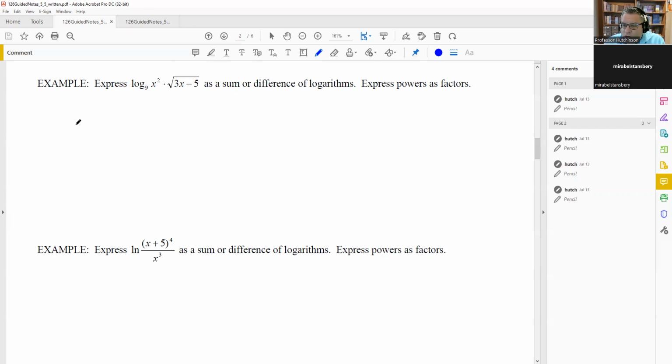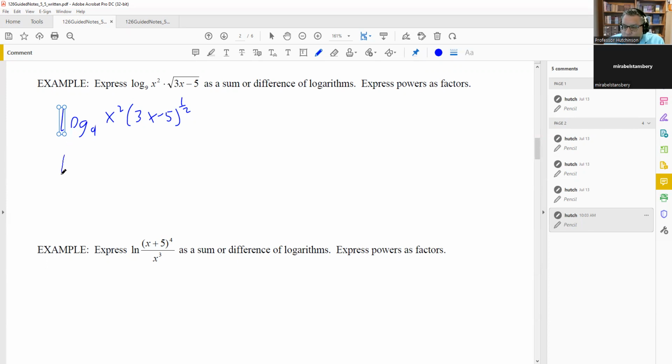The first thing we want to do is, whenever you see a square root or some kind of radical, it's better to write that as a fractional power, because since it says express powers as factors, we'll have to bring that down eventually anyway. So we're going to do log base 9 of x squared, and then I'm going to write this as 3x minus 5 to the 1/2 power. Okay, so that's the power, that's the square root.